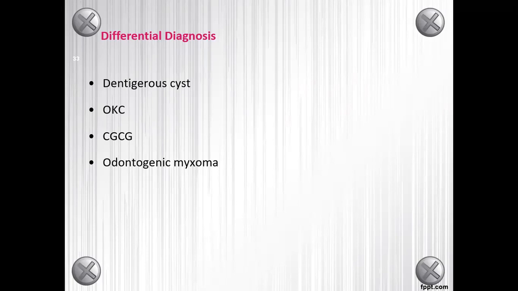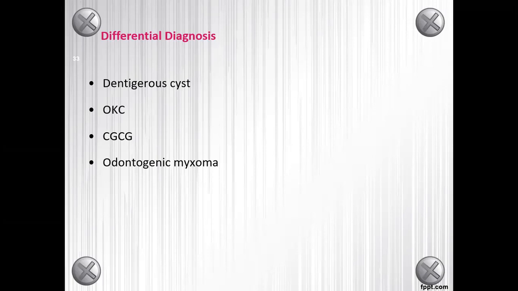Then another, CGCG, that is a central giant cell granuloma. The characteristic feature is usually in central giant cell granuloma, the lesion appears anterior to the premolar area. That is a very characteristic feature of your central giant cell granuloma. That is, it appears anterior to your premolar area.